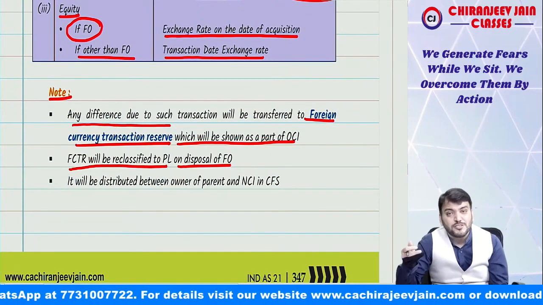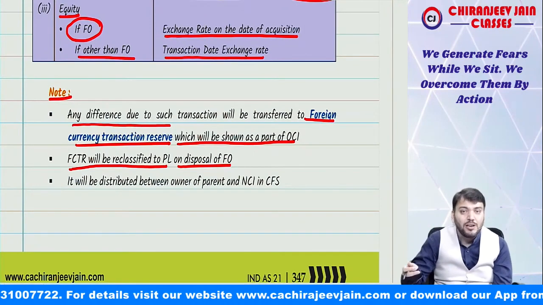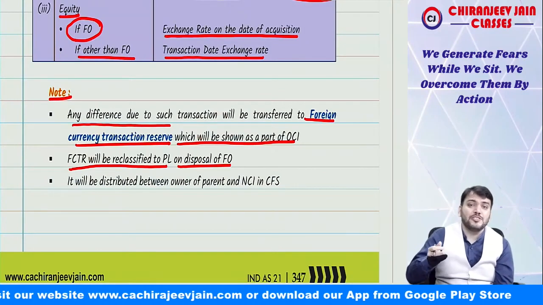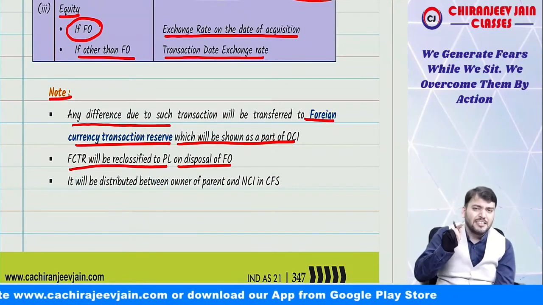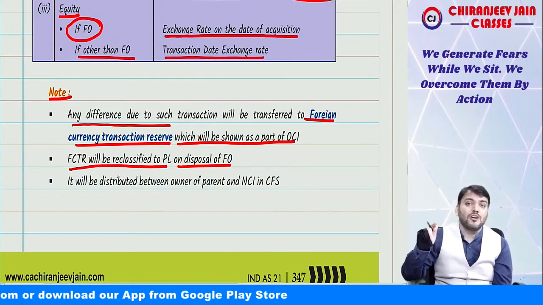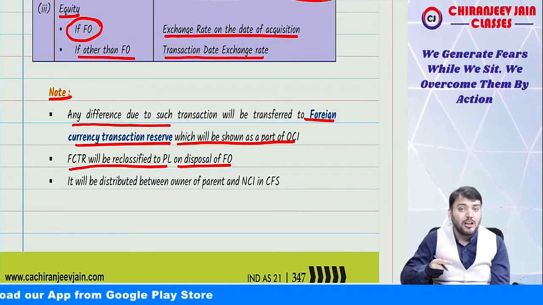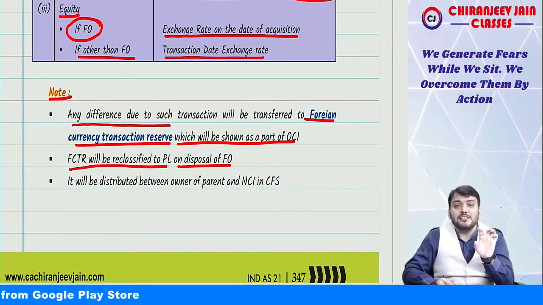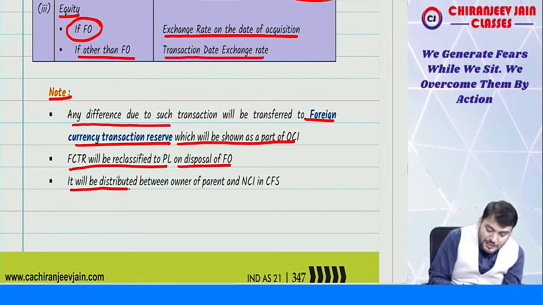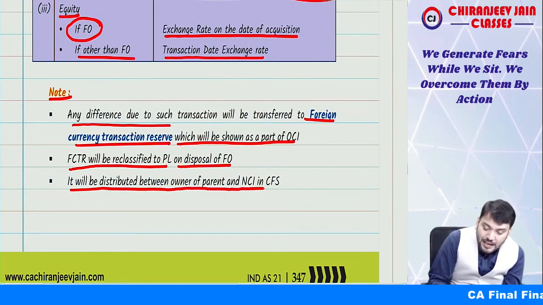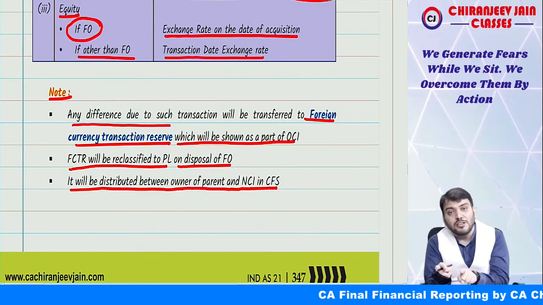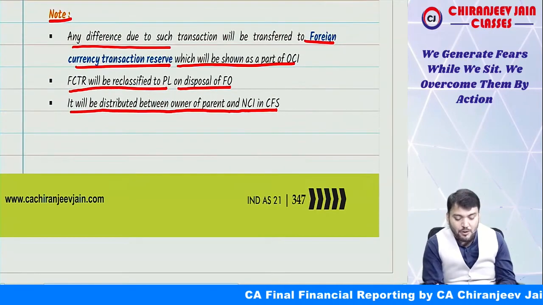Means once the foreign operation is disposed of, once it is sold, then the entire FCTR will be reclassified to PL. So this is OCI which can be reclassified to PL on disposal of FO. When I say on disposal of FO, in case of subsidiary, it means when there is a loss of control. Yes sir. Now any FCTR will be distributed between owners of parent and non-controlling interest in the CFS. I hope you have understood, correct.